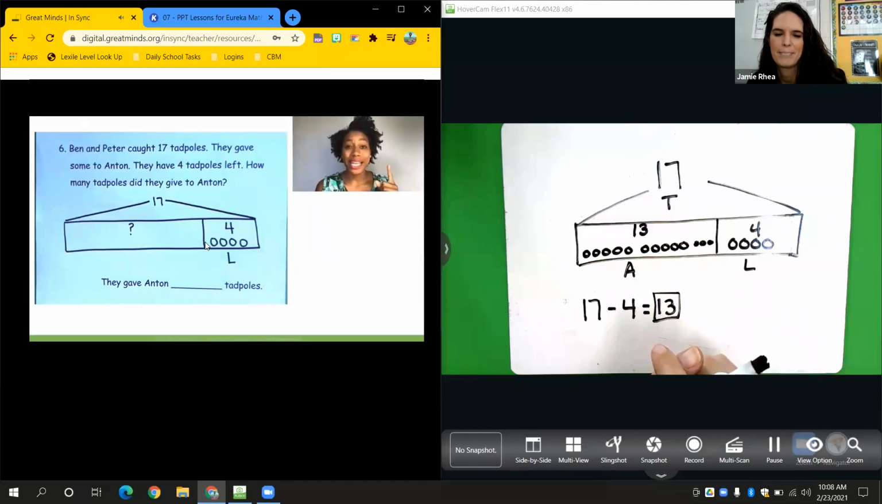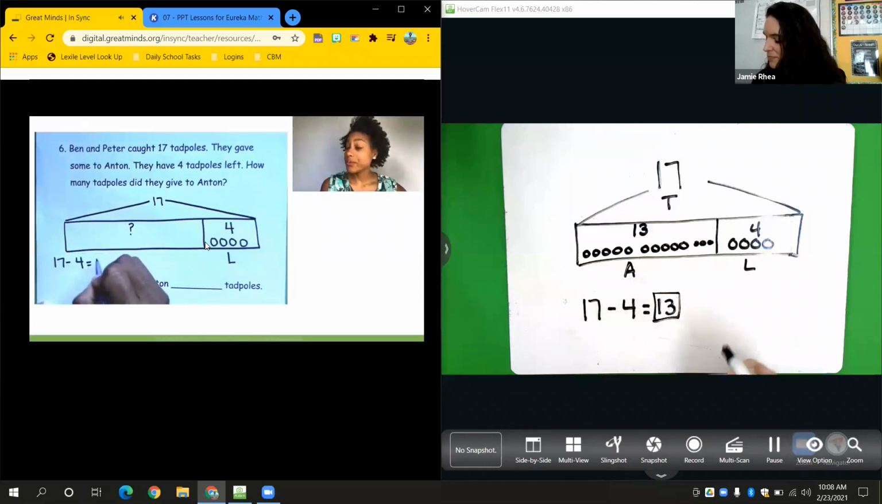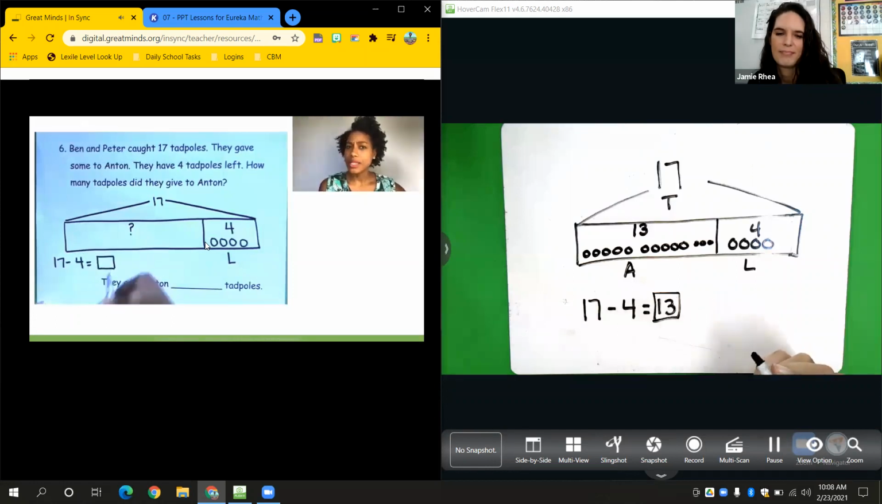Now that I know my tape diagram is correct, I can solve for the missing part. This one, I think I'll use subtraction. 17 was the total. I don't know how many they gave away, but if I took away those 4, I would have my other part. 17 minus 4 is, I know you did this work on your own, mathematician. What's the answer? We got 13.